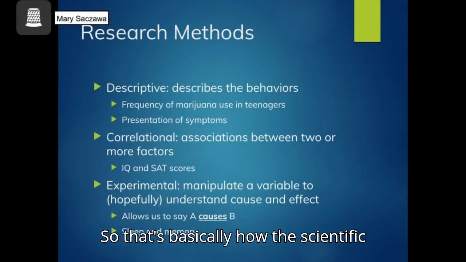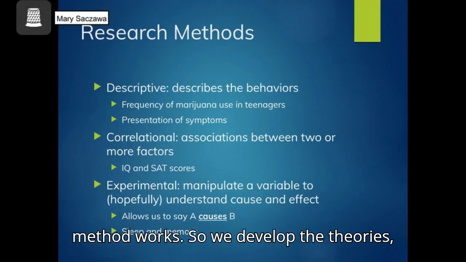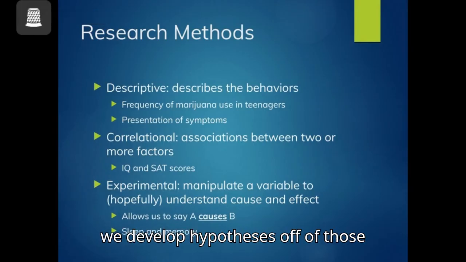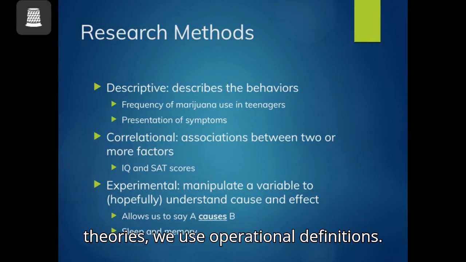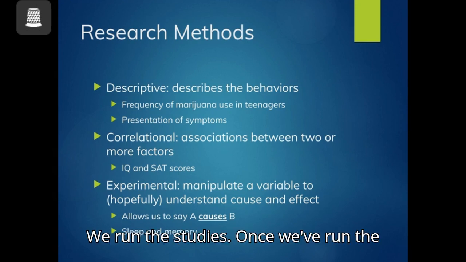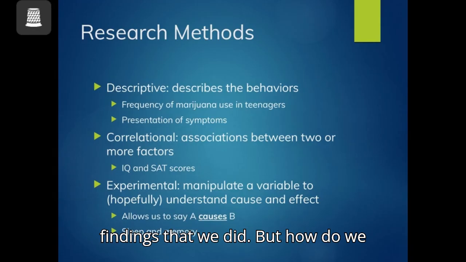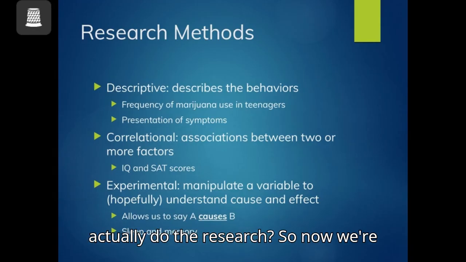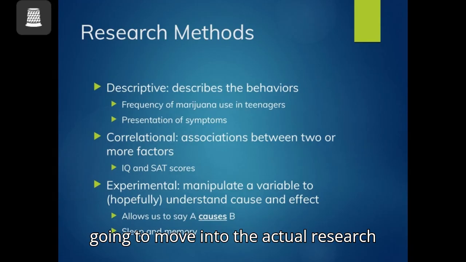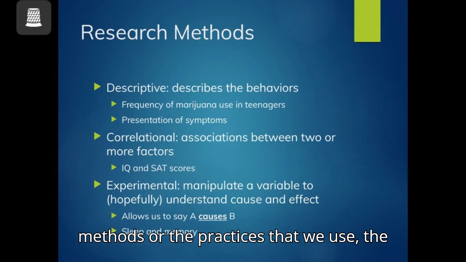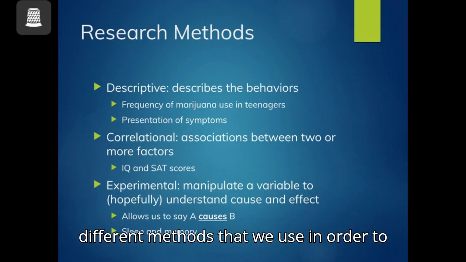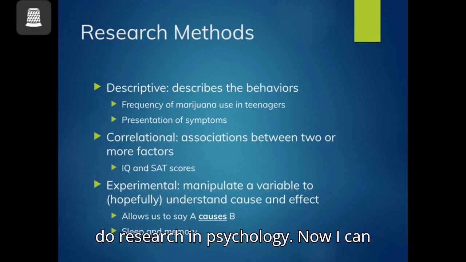So that's basically how the scientific method works. We develop the theories, we develop hypotheses off of those theories, we use operational definitions, we run the studies. Once we've run the studies, we may modify our theory, we may replicate those findings that we did. But how do we actually do the research? So now we're going to move into the actual research methods or the practices, the different methods that we use in order to do research in psychology.